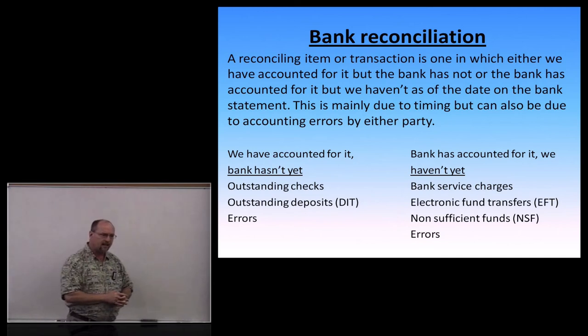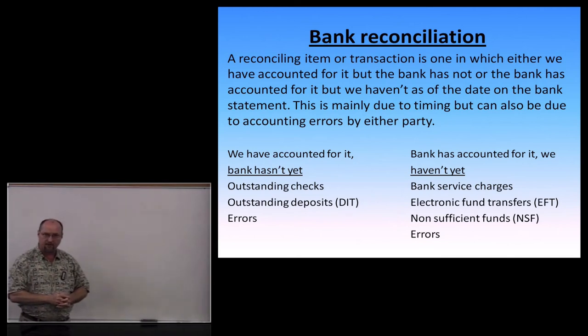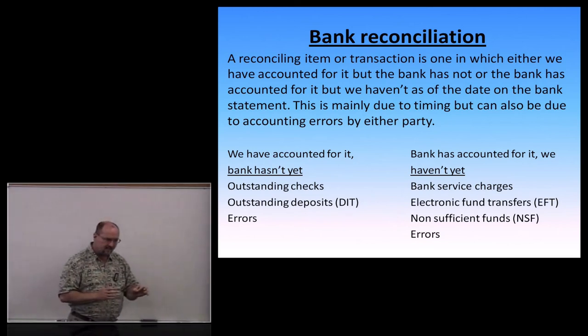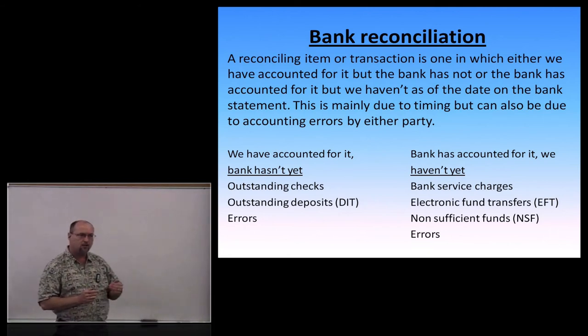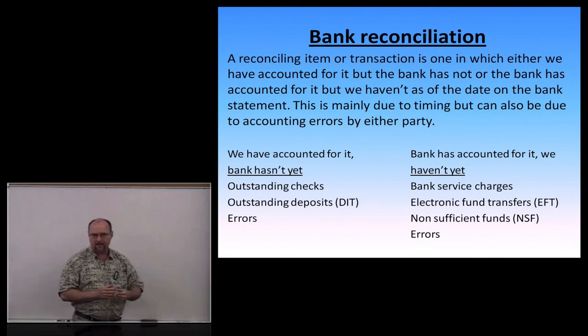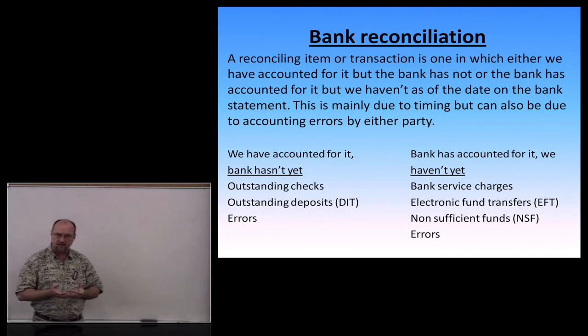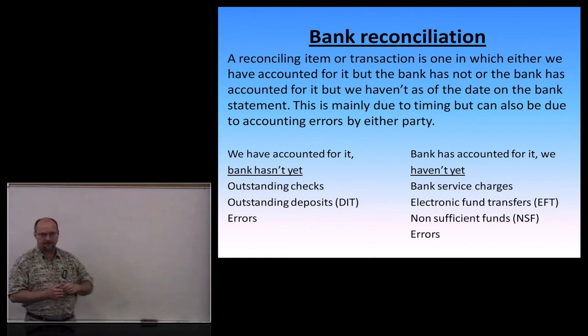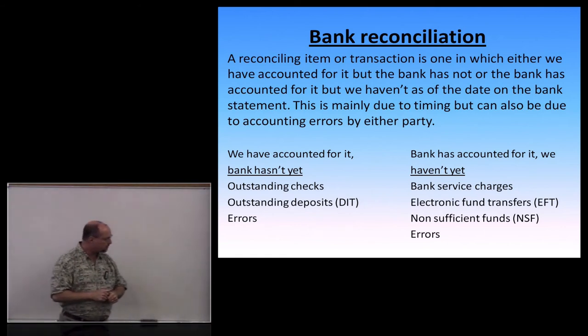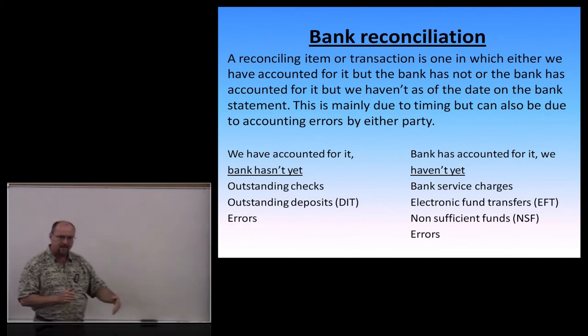So if I write a check on April 29th or 30th, I subtract it, my bank doesn't know about it until that person presents that check for payment. Then their bank contacts my bank, all done electronically. They check to see I have sufficient funds, I have enough money, and then they pay the amount. Okay? So an outstanding check means I've written a check that has not yet been deposited by that person.